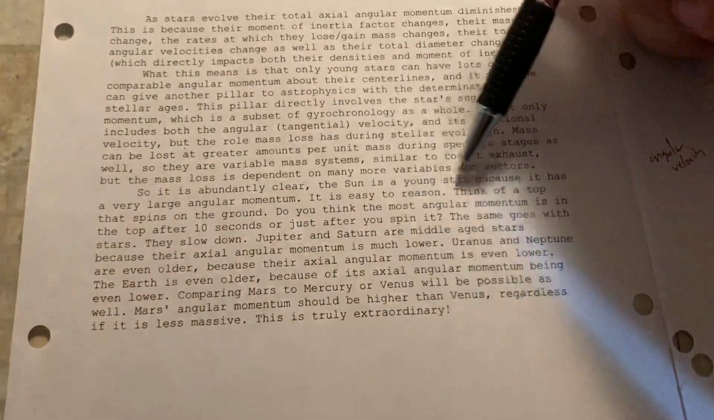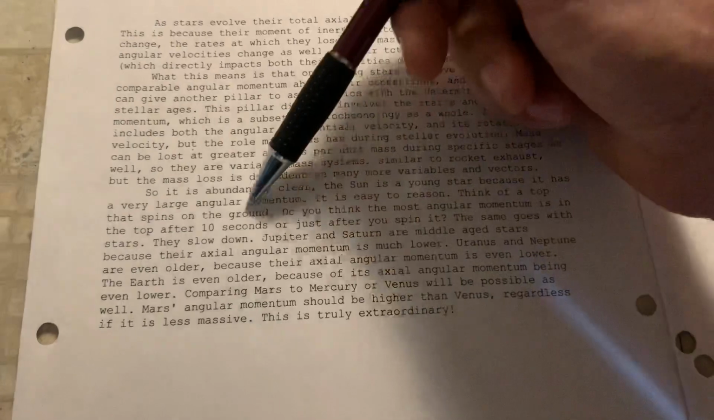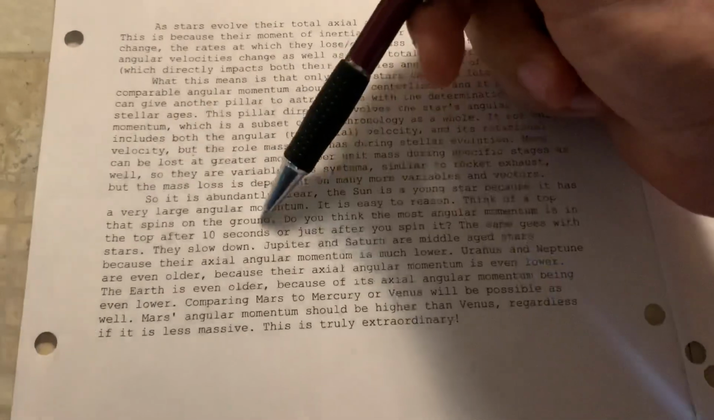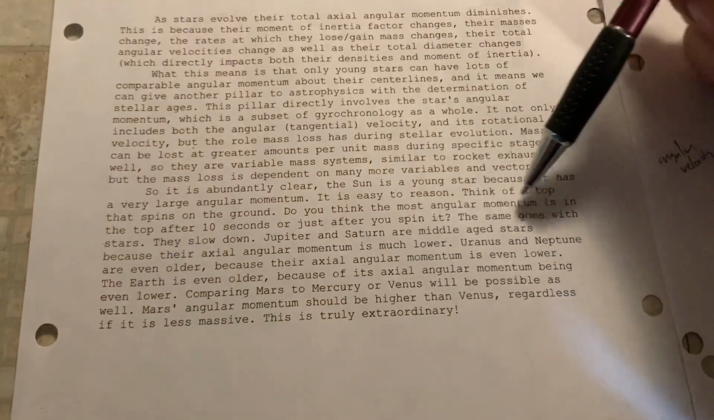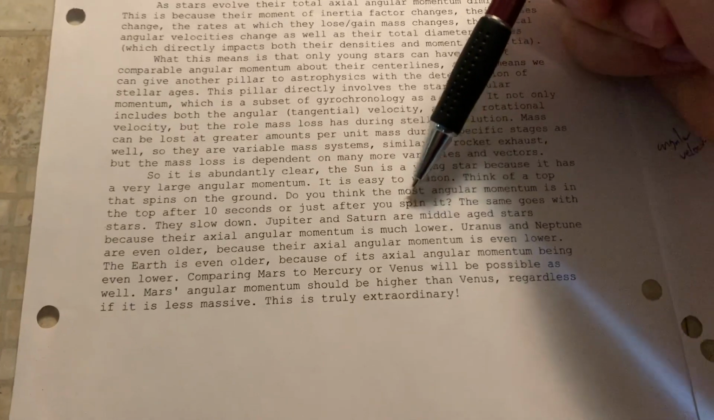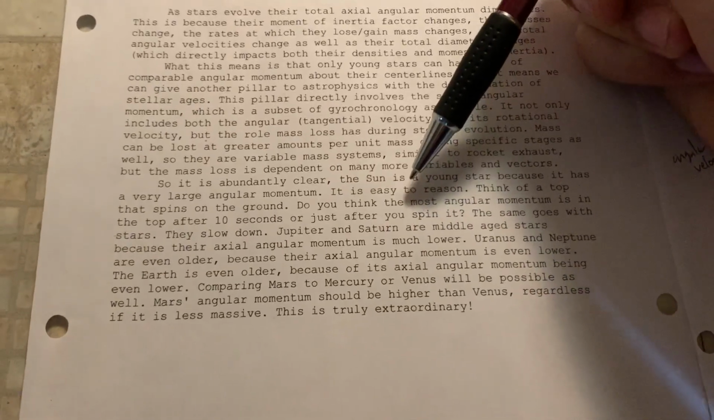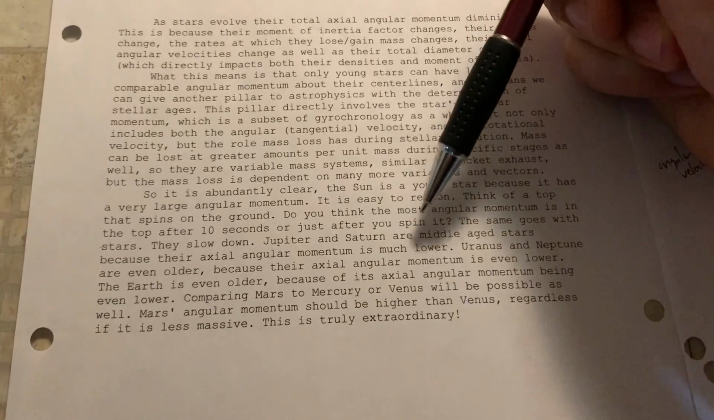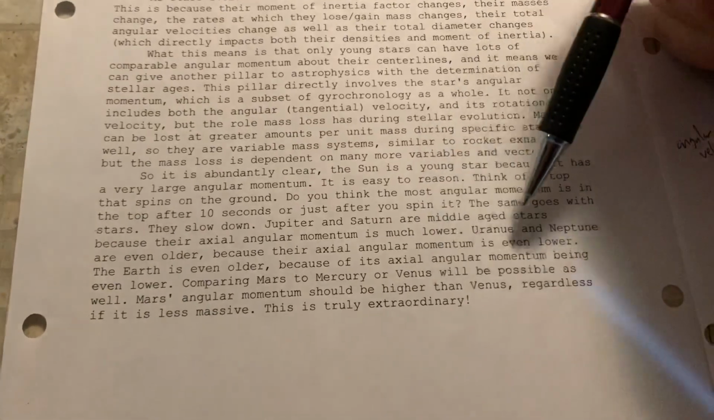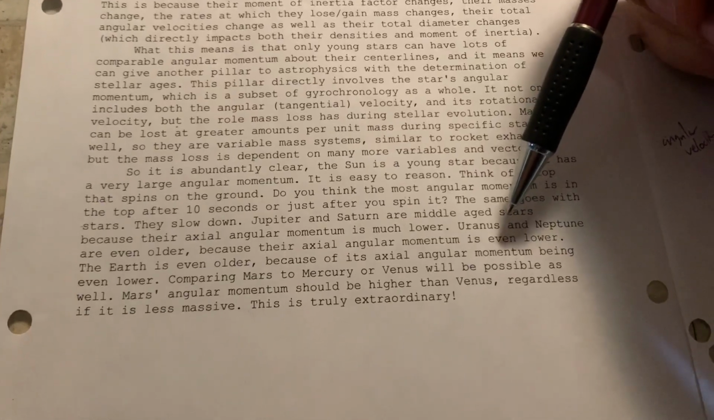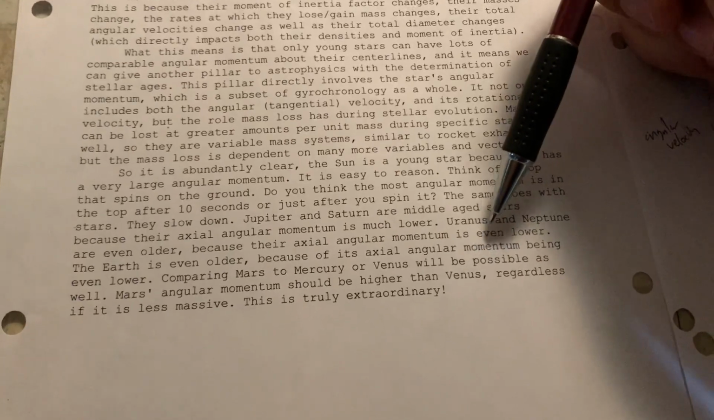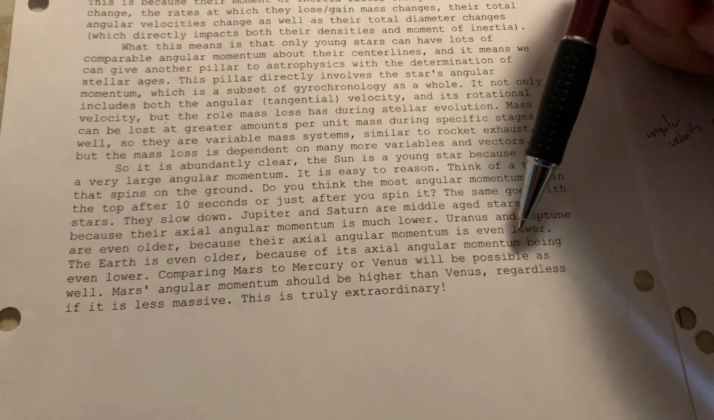So it is abundantly clear the sun is a young star because it has a very large angular momentum. It is easy to reason. Think of a top that spins on the ground. Do you think that most angular momentum is in the top after 10 seconds or just after you spin it? The same goes with stars. They slow down. Jupiter and Saturn are middle-aged stars because their axial angular momentum is much lower. Uranus and Neptune are even older because their axial angular momentum is even lower. The Earth is even older because of its axial angular momentum being even lower.